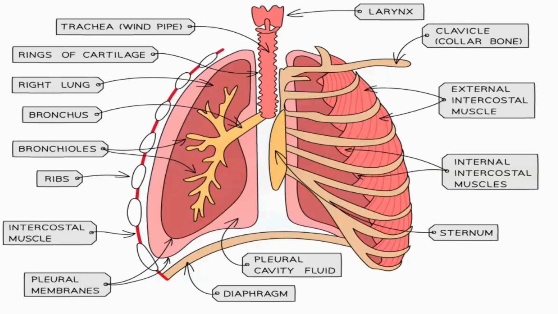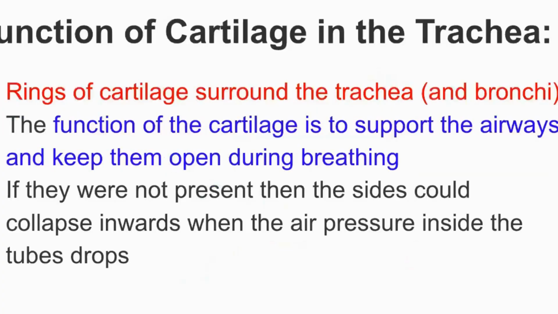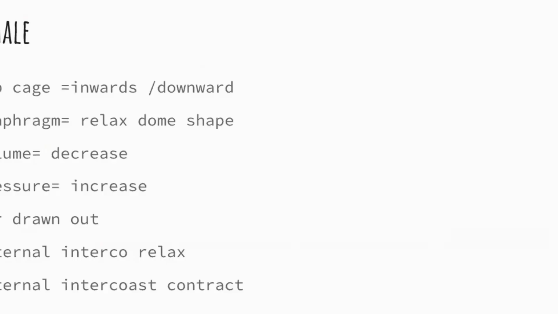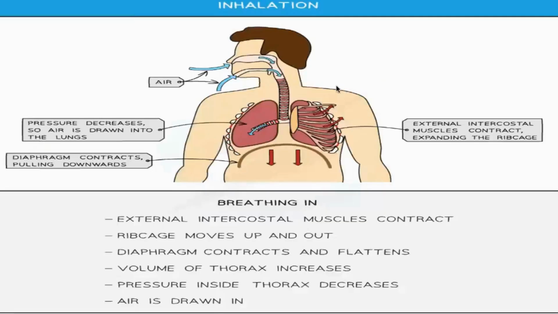Now let's look at how the gaseous exchange system works. Okay, so these are all the changes that happen during inhalation. Inhalation is also known as breathing in or inspiration. So in inhalation, air has to come inside the breathing system. So how does it happen? This is known as the diaphragm, and this is made up of a muscular sheet.